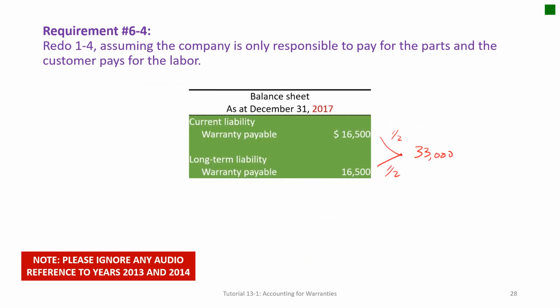Now for the last slide, we are just going to review what the balance sheet would look like under this revised scenario where we're accounting only for the parts. Recall that from the previous slide, we had a total warranty payable remaining of $33,000, and that's basically split 50-50.